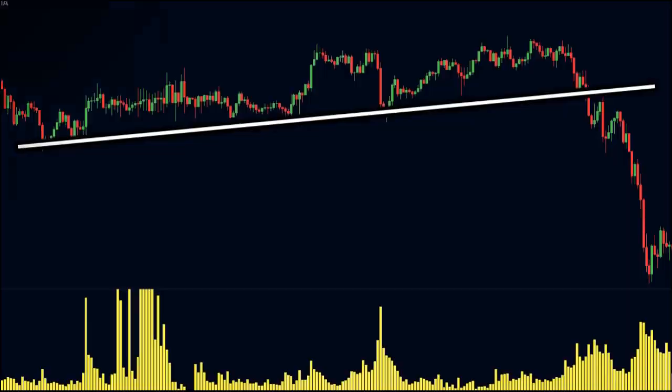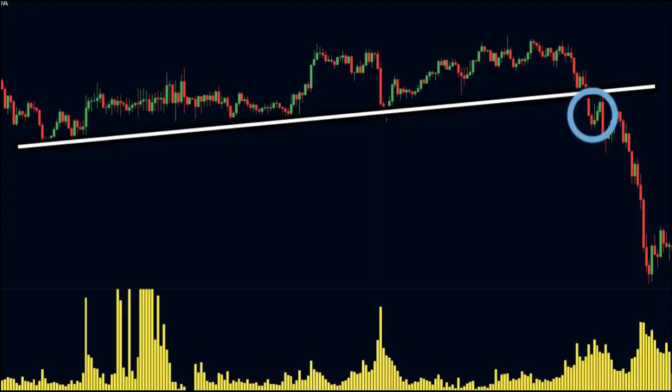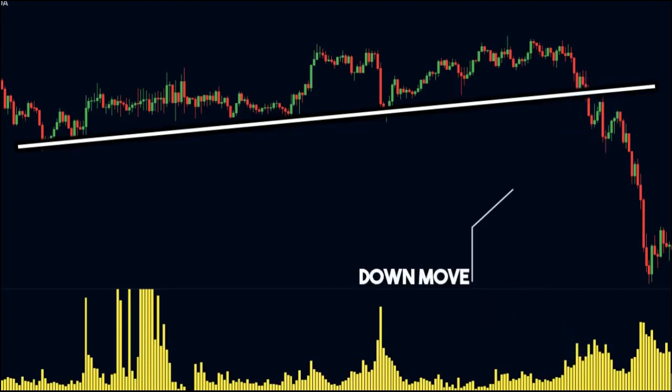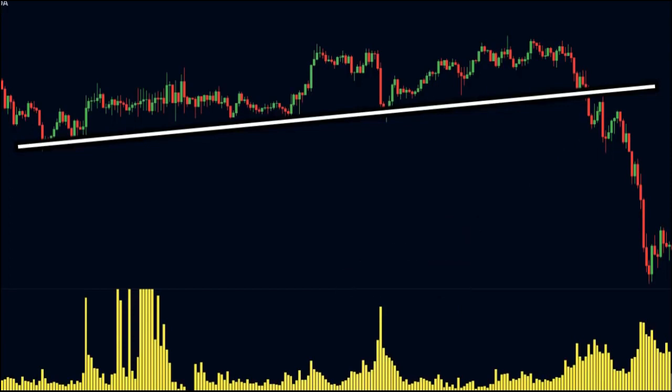And now, we will wait for the price to break below the trend line. Here is the breakout. Here we see that this candle closes below the trend line. Look at the volume on this candle. As we can see, the volume is rising as the price breaks the trend line. This is a clear sign that the down move is being supported by the volume.